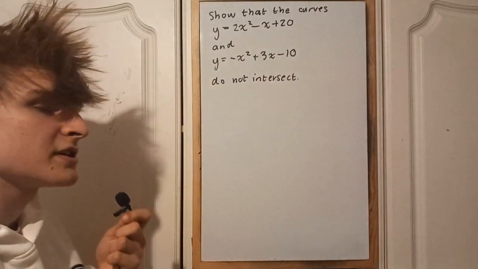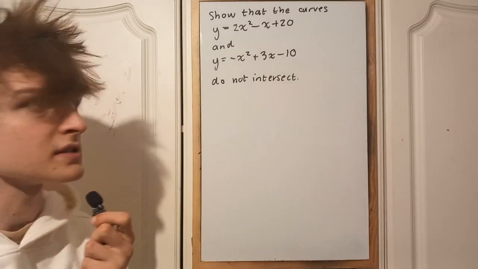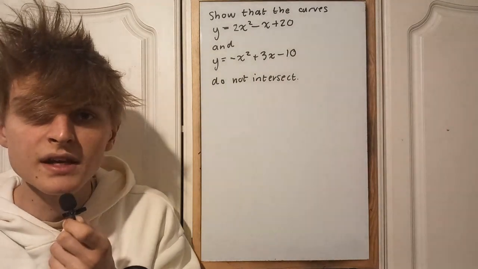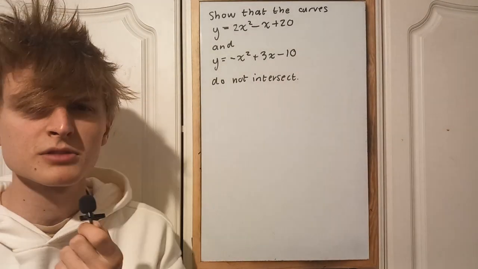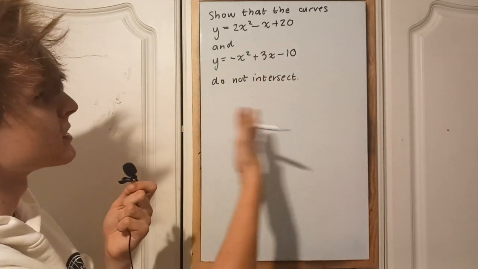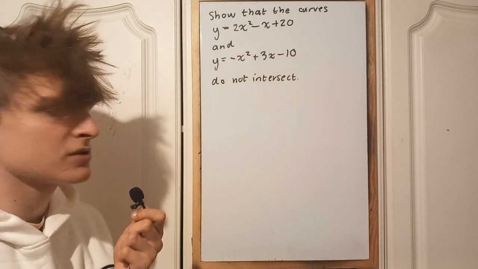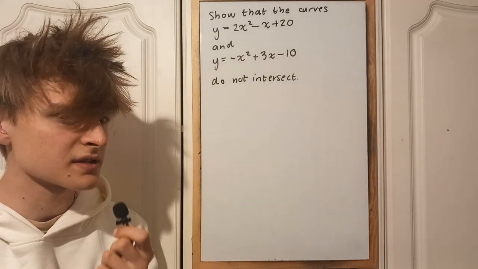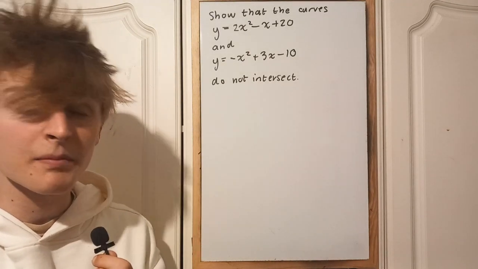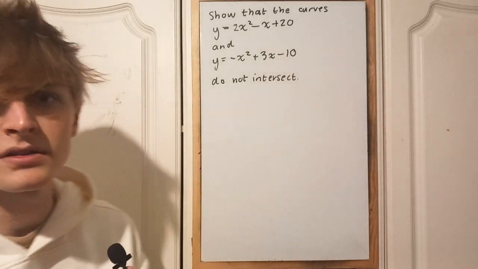So imagine you're faced with this horrible question here. Show that the curves y equals 2x squared minus x plus 20 and y equals -x squared plus 3x minus 10 do not intersect. Okay, how can we possibly show that the two curves don't intersect? Well, there's nothing stopping us from trying to solve for the intersection points anyway, so if we try and do that, something has to break, right? Surely there's a divide by 0 or something must go wrong. So let's try and see what happens, and then that maybe can help us show that there cannot be points of intersection. Okay, so let's try that.